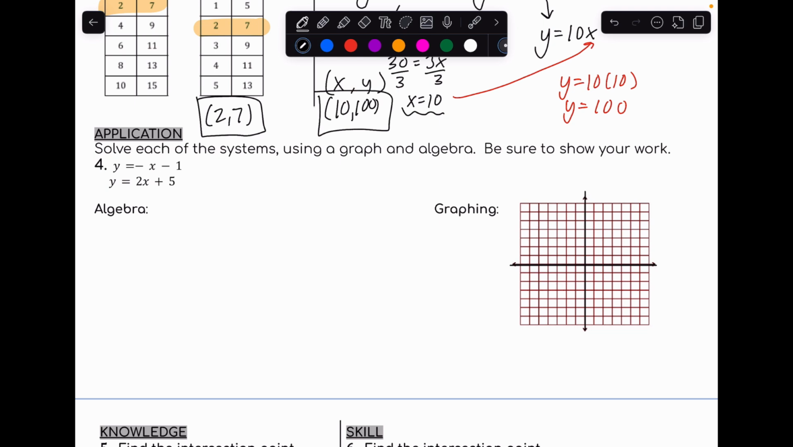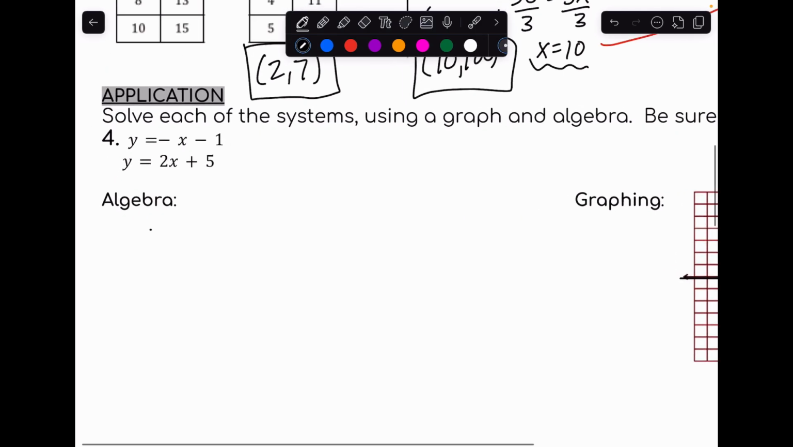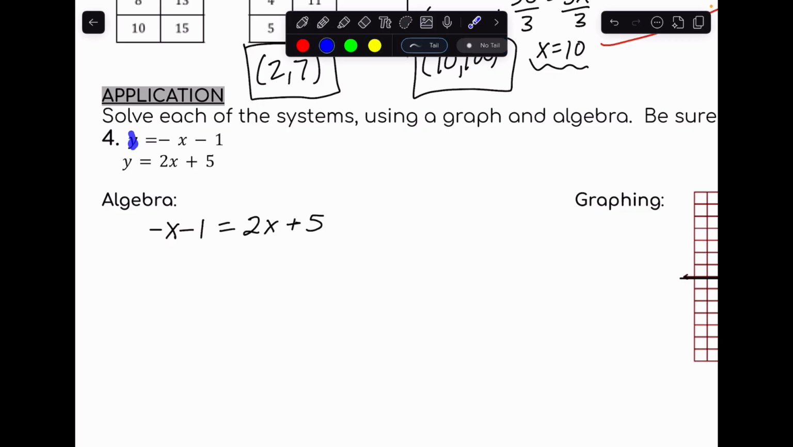Okay, so we have solved each of the equations using a graph and the algebra. Okay, so we have two equations here. We have y equals negative x minus 1 and then y equals 2x plus 5. To solve this algebraically, they're already both in the form of y equals, so I'm going to set them equal to each other. So all I did is I took my y's and I got rid of them by setting them equal to each other, literally taking these equations and putting an equal sign between.